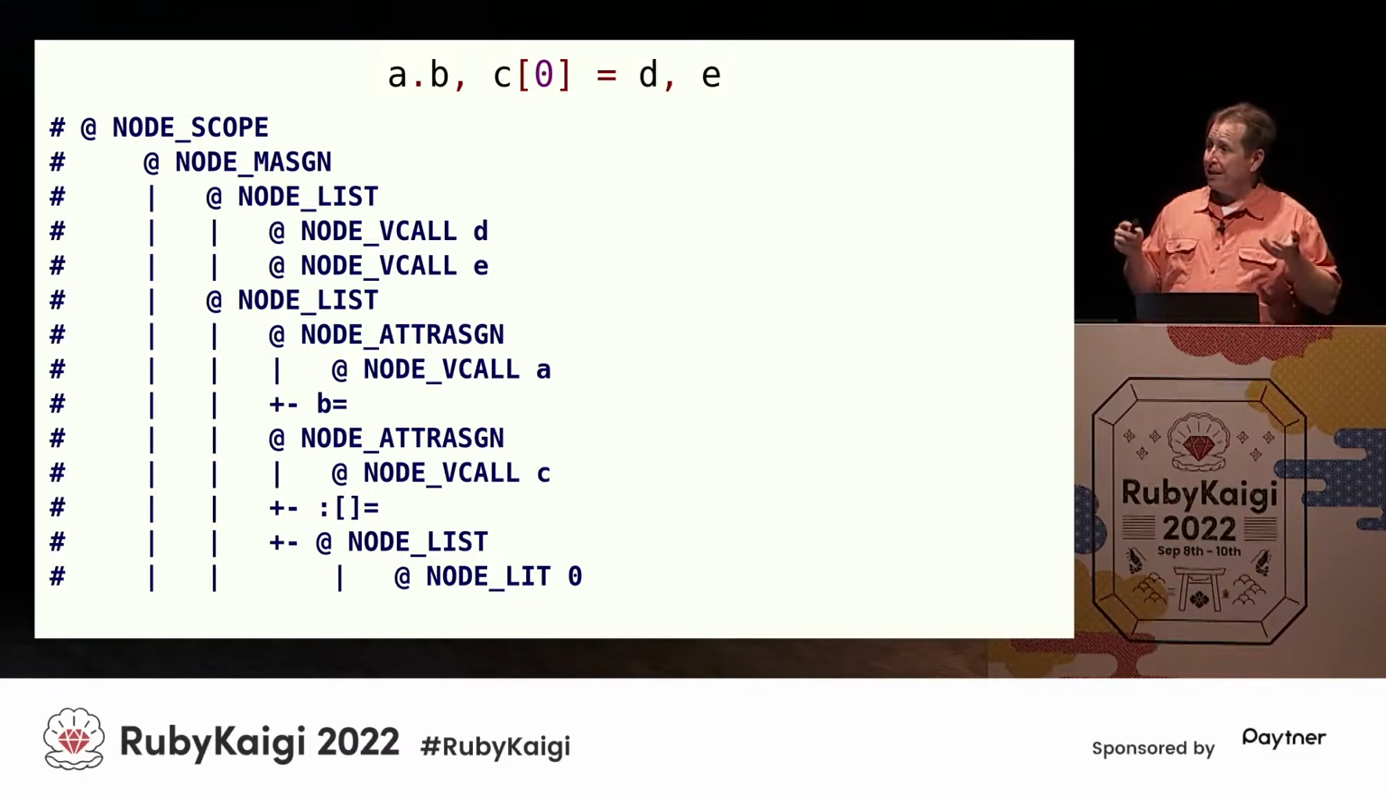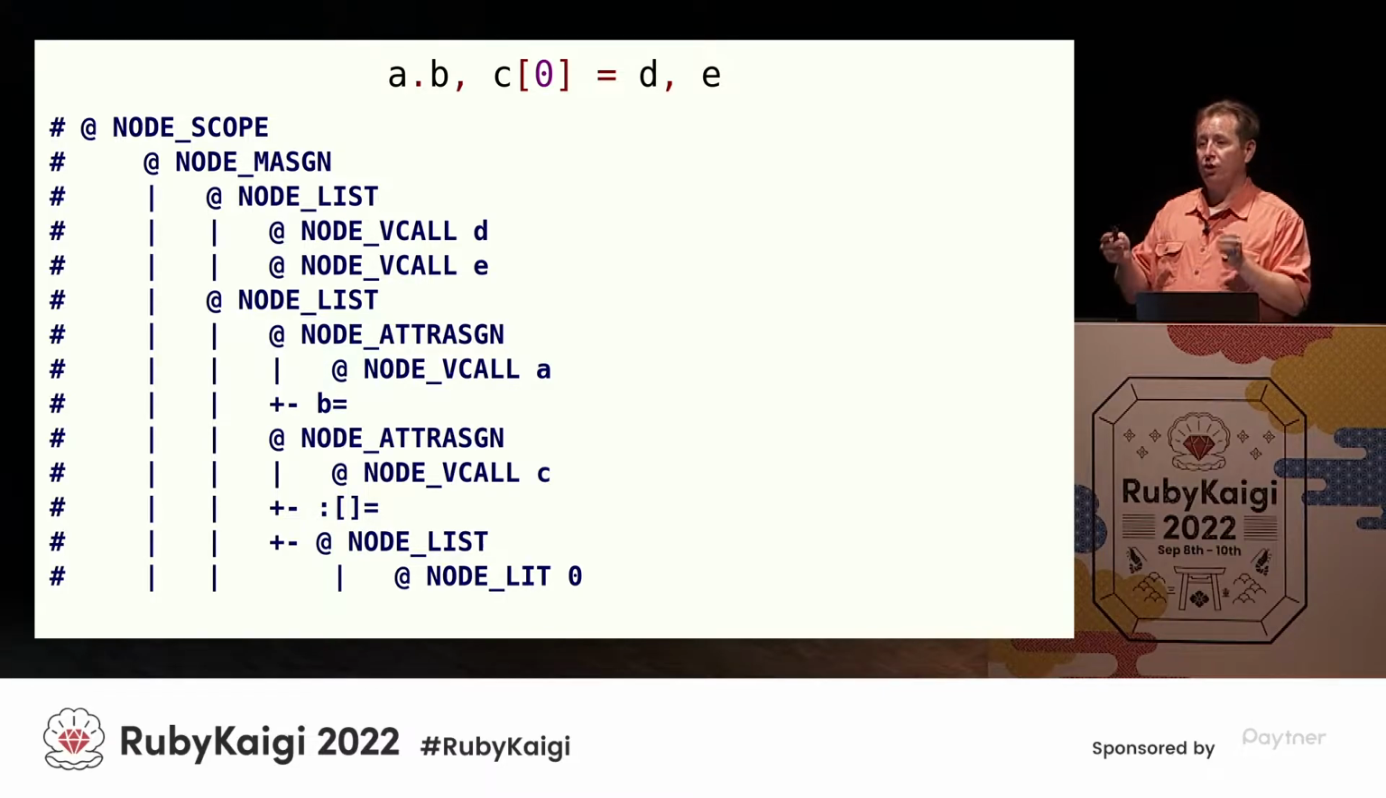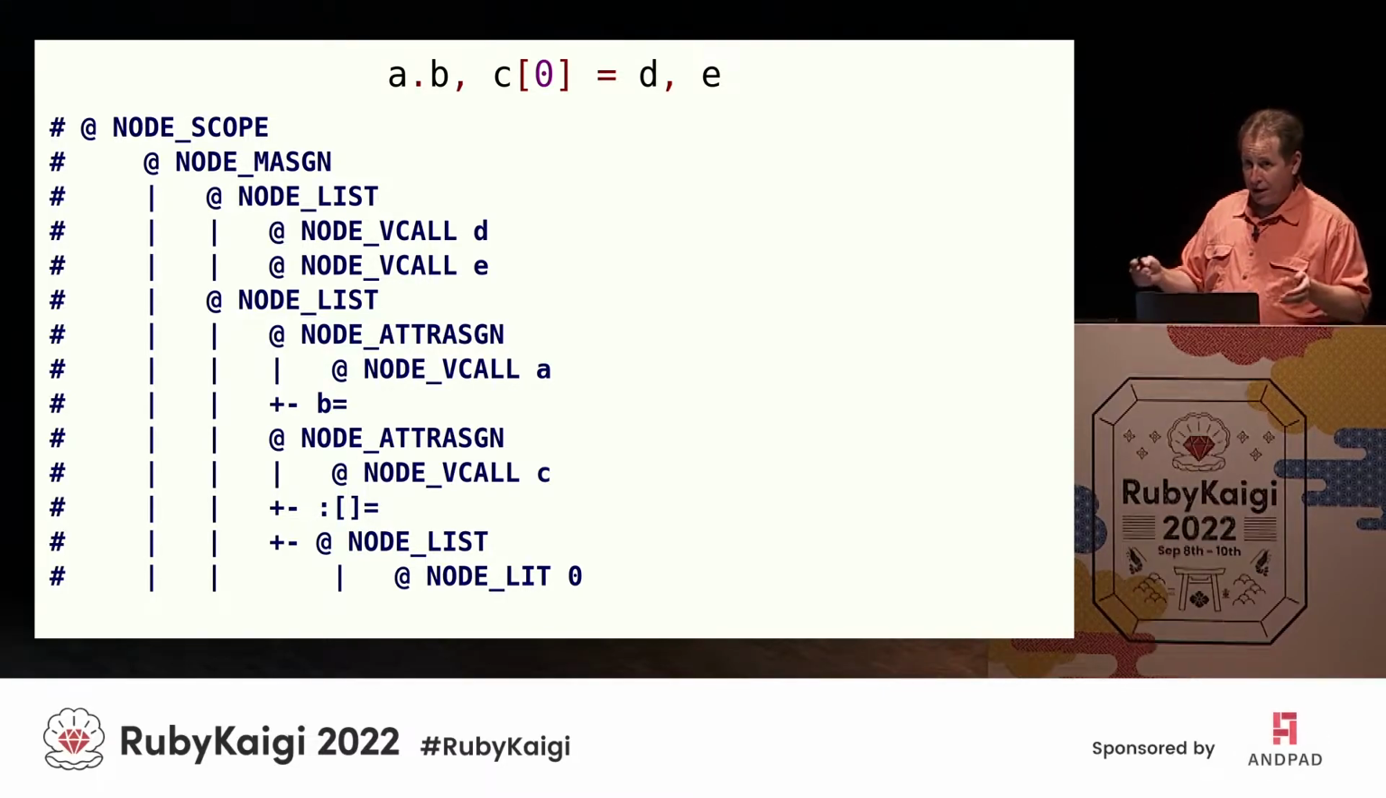In general, Ruby's compiler takes the parse tree as input and it outputs virtual machine instructions. And now generating the instructions in this case is quite challenging.